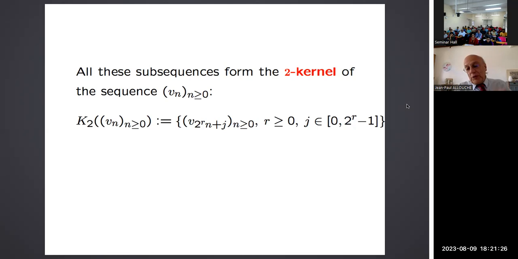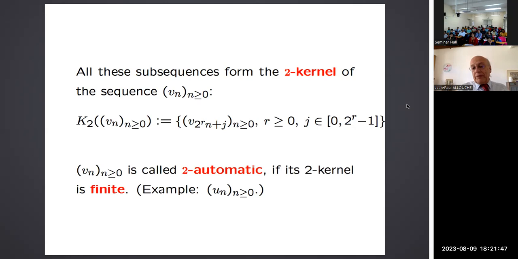And as I said, it may happen in some exceptional cases, like the one with plus or minus that we've just seen, that this set is actually finite. Remember, there were only two elements in this set, which were u_n and negative u_n. In such a case, the sequence is called 2-automatic. I mean, this set of sequences is called the 2-kernel of the sequence v_n. If its 2-kernel is finite, this is one of the definitions of an automatic sequence, okay? For example, the sequence of plus and minus we have just seen before is an example of a 2-automatic sequence, because its 2-kernel was finite and contained only two elements.